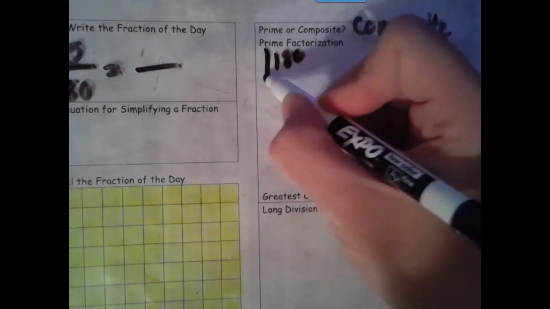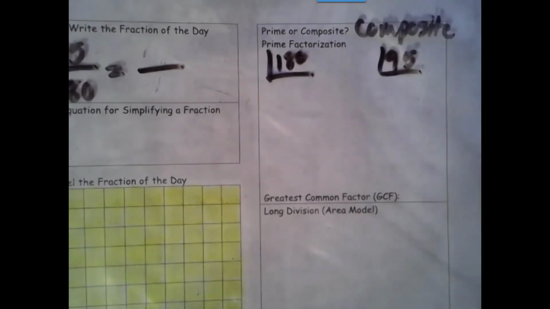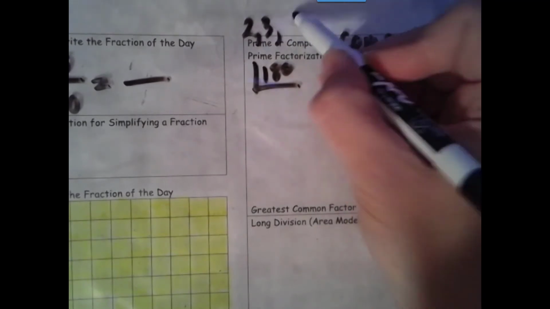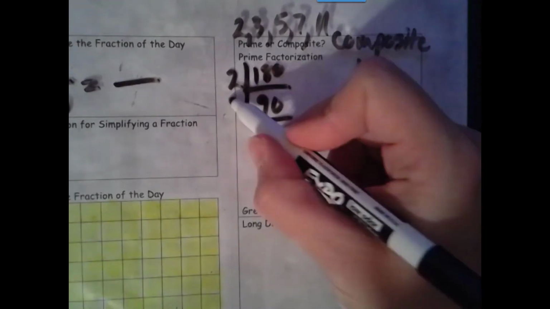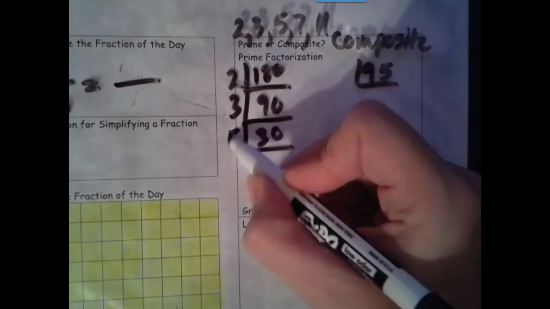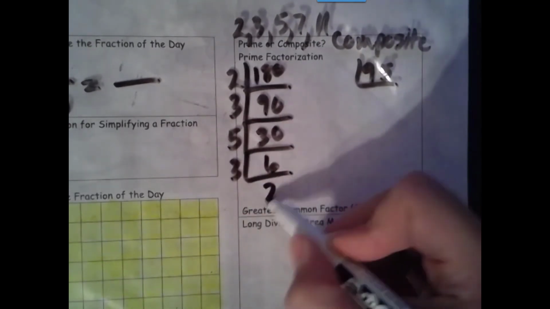So that means we are going to do the prime factorization of both our denominator and our numerator. We can use our first 5 primes to help us out: 2, 3, 5, 7, 11. 180 is even, so I could take half of that. I get 90. I can divide that by 3. I get 30. I can divide that by 5. I get 6. Divide by 3. I get 2.